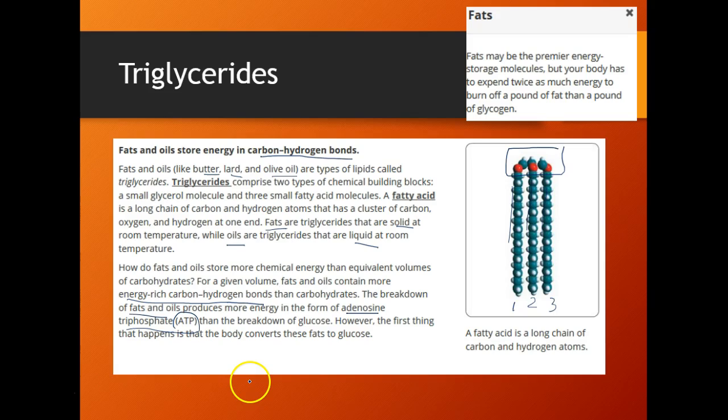However, the first thing that happens is that the body converts these fats to glucose. Remember, we go from fat to glucose, right? And then we can use that to make ATP. So fats may be the premier energy storage molecules, but your body has to expend twice as much energy to burn off a pound of fat than a pound of glycogen.